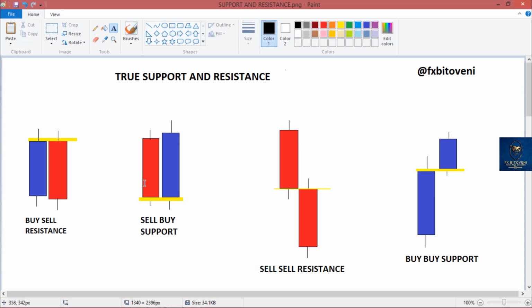So this is what we call sell buy support level. Why do we say sell buy support level? It's because first of all you have a sell forming and then you have a buy forming. So we call it sell buy support level.